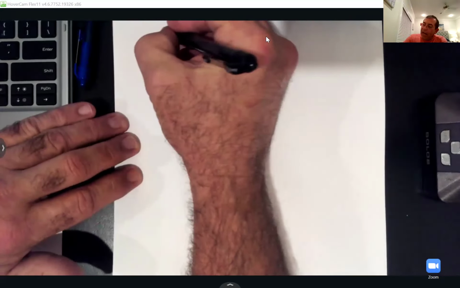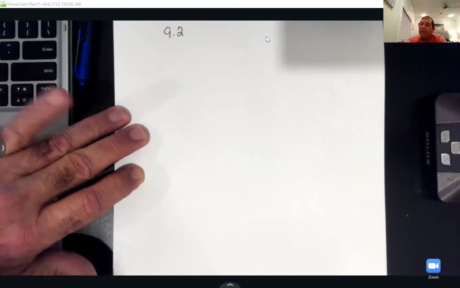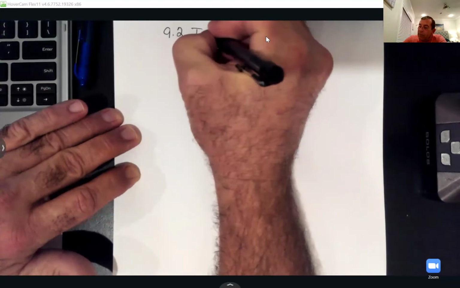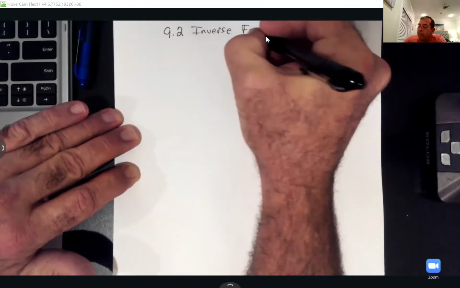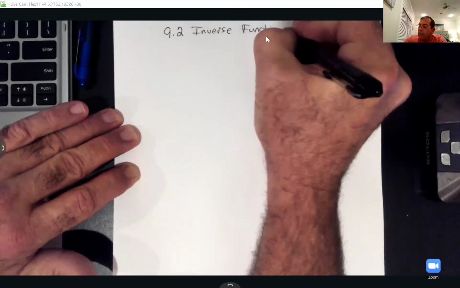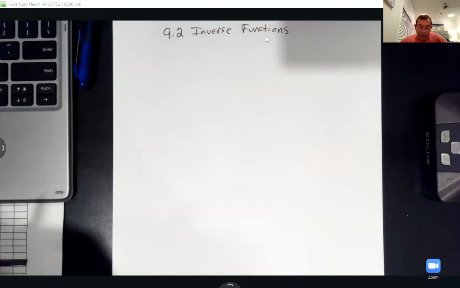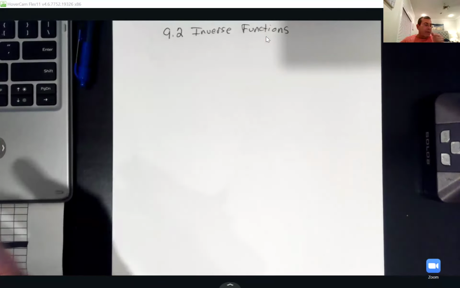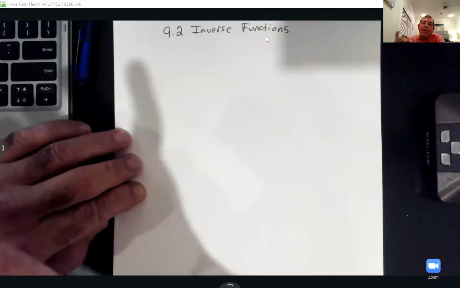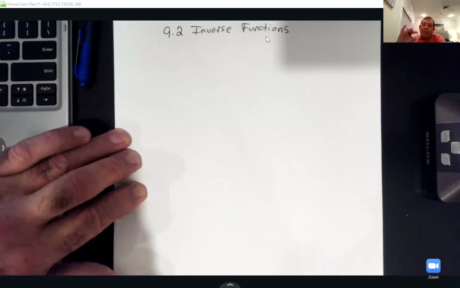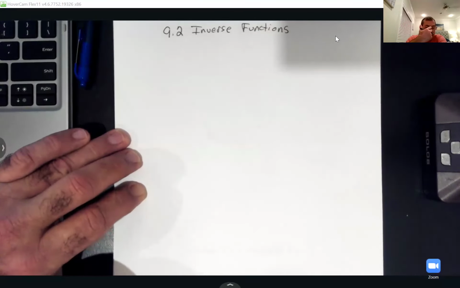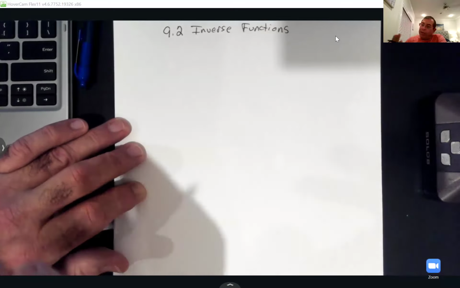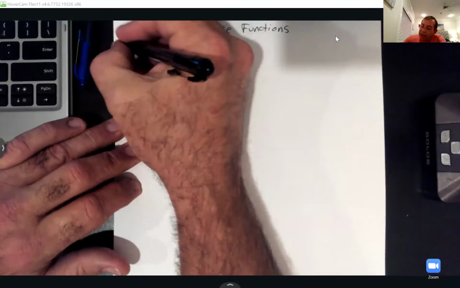All right, let me get my camera back. So 9.2 for college algebra deals with what we call inverse functions. But y'all, before we get into the actual inverse functions, we're going to play with what we call relations. Okay? So we'll find the inverse of a relation, and then later on we'll step it up into the functions, okay? Now this is pretty straightforward on finding the inverse of a relation.